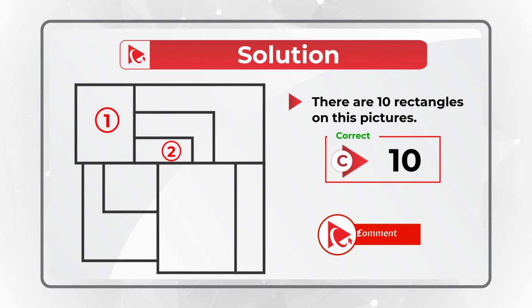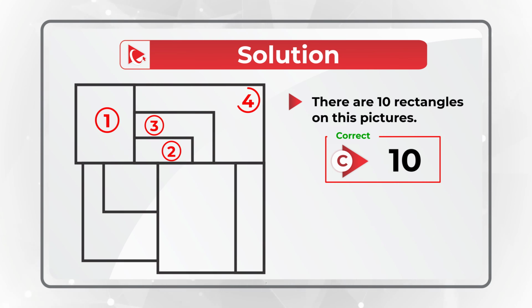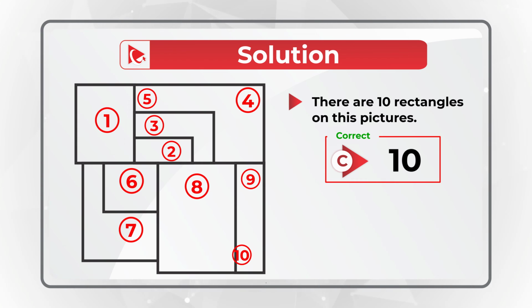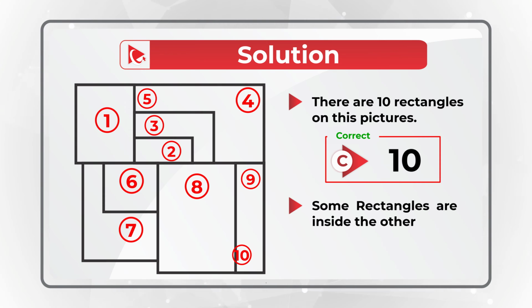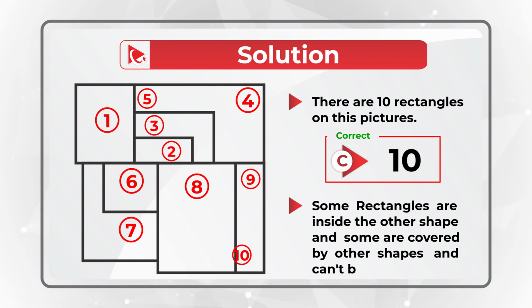1, 2, 3, 4, 5, 6, 7, 8, 9, and 10. The tricky part to solve this question was the fact that some rectangles are inside of the other shape, and some are covered by other shapes and cannot be counted.